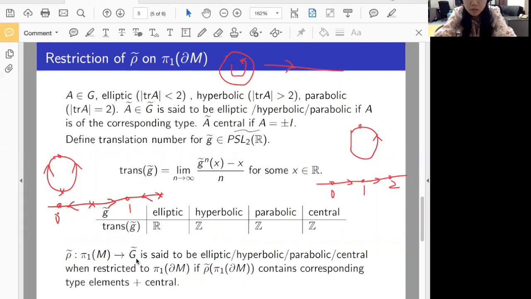Okay. So we could say a PSL2R tilde representation rho tilde is elliptic, hyperbolic, parabolic, or central when restricted to the boundary if the image of the fundamental group of the boundary contains the corresponding type plus the central elements. So for example, if the image contains only hyperbolic and central, then we will say this representation is hyperbolic when restricted to the boundary.